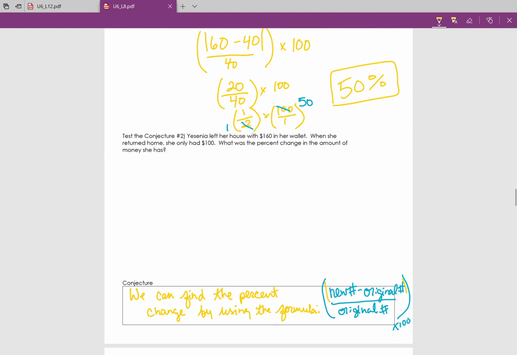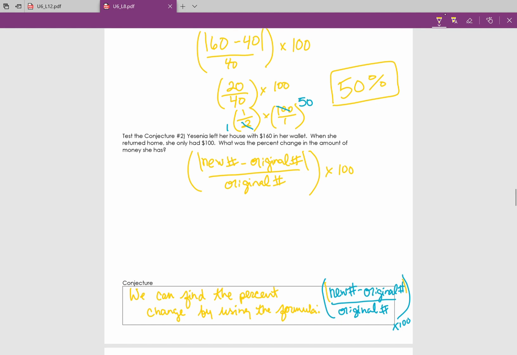It says, Yesenia left her house with $160 in her wallet. When she returned home, she only had $100. What was the percent change in the amount of money she had? So again, I'm going to write my formula. New number minus original number, all over the original number, times 100. And I'm going to annotate my problem so that I know what I'm substituting.